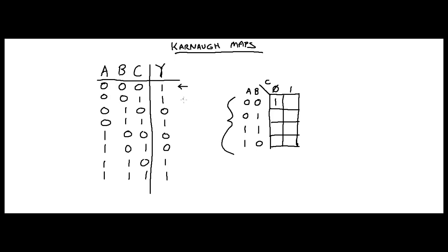All right. What about this side? That's when A is 0 and B is 0, but C is equal to 1, and that's going to be a 1, isn't it? How about this one?